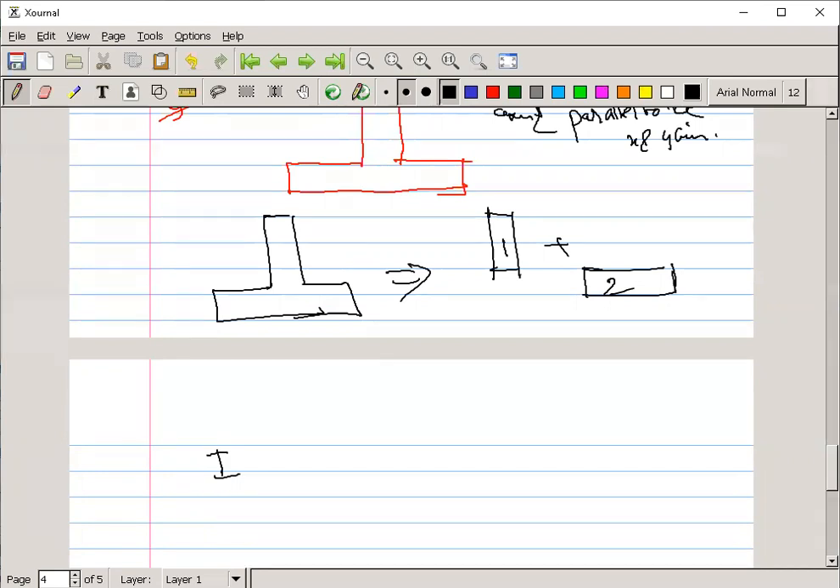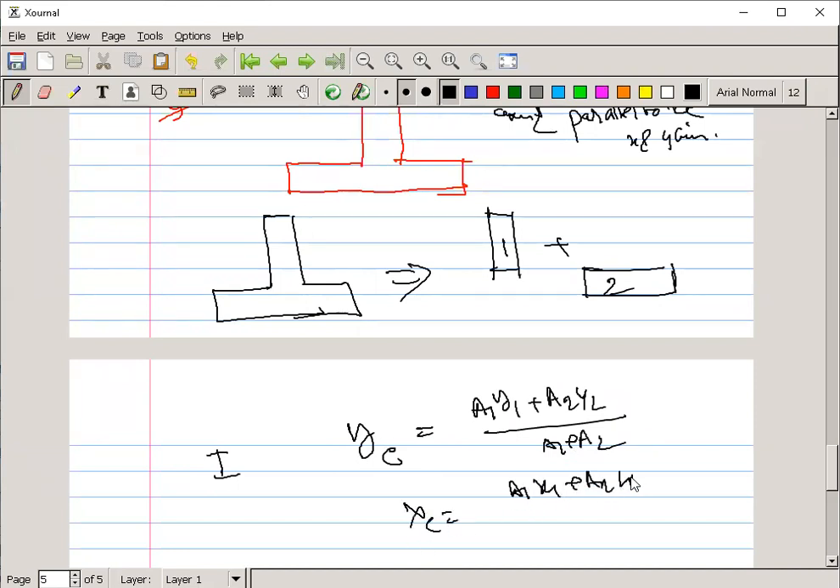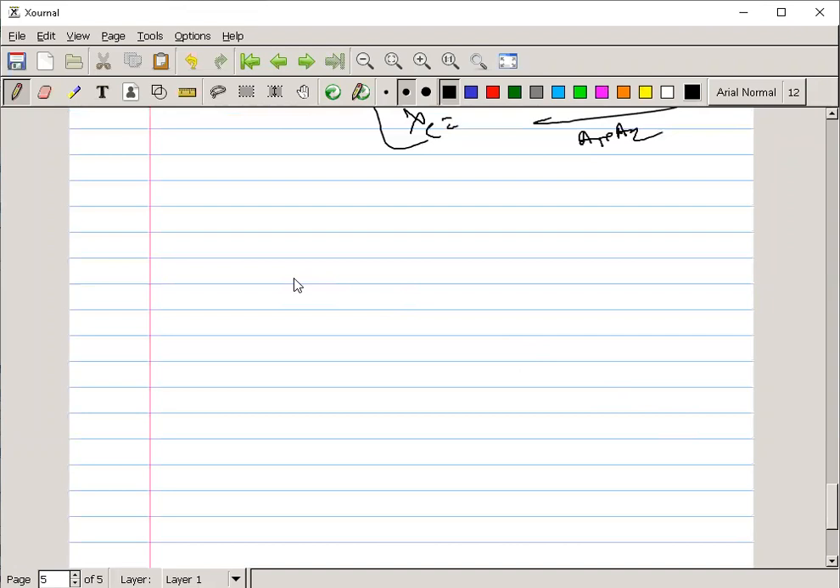To find the centroid, simply find, for example, yc is a1 y1 plus a2 y2 by a1 plus a2, and xc is a1 x1 plus a2 x2 by a1 plus a2. This is called the first moment of area. Now we have to do the moment of inertia again. So how are we able to solve it?